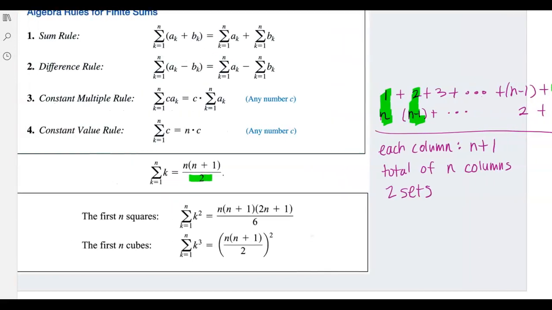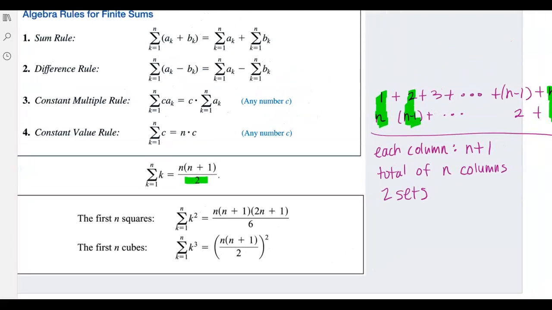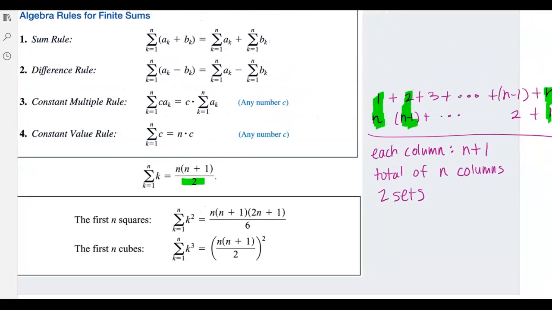And then down here, we've got the formulas for k squared and k cubed. You don't need to memorize these. We'll be talking about these, as I said, when we start thinking about the definition of the definite integral. And we'll be looking at that next week.